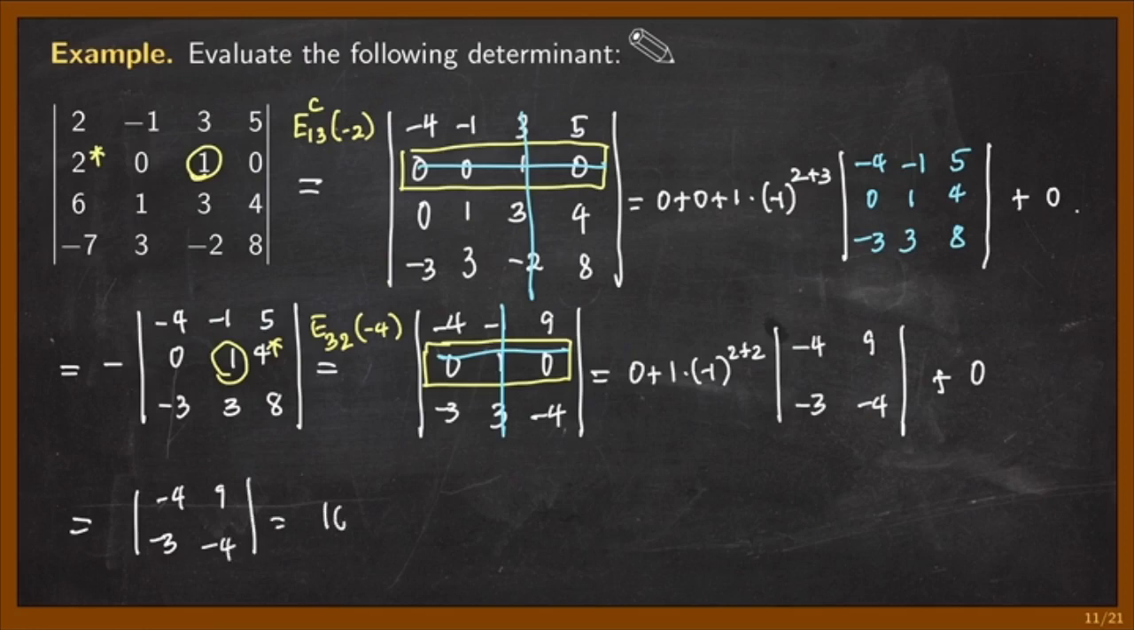That is 16 minus negative 27. So I guess the answer is 43. Is that 43? I don't know, maybe you can check using your software whether the answer is 43. If not, you can maybe find the error or the mistake that I did. I hope this is correct.